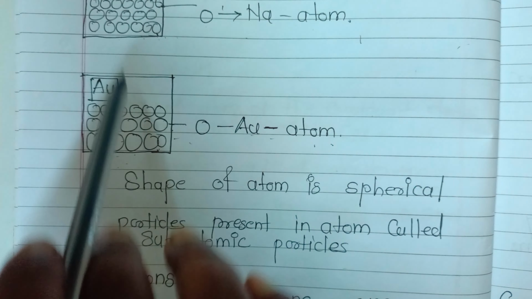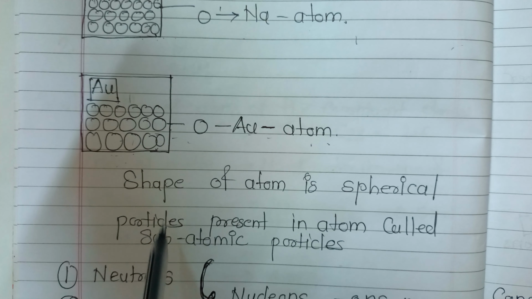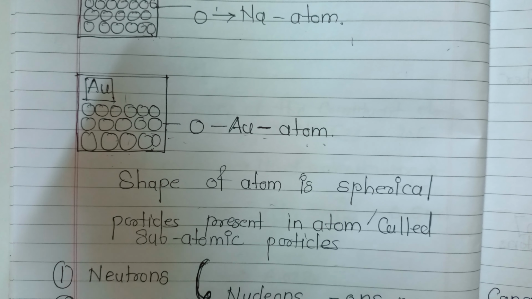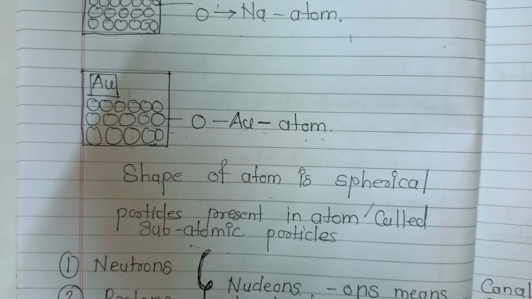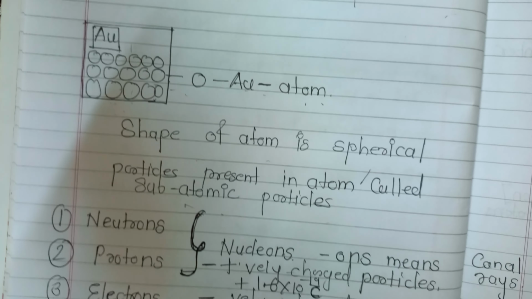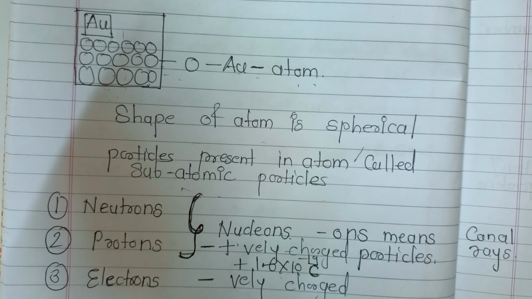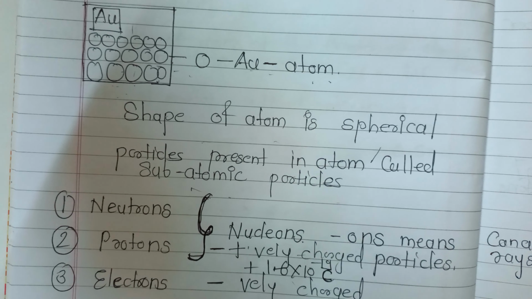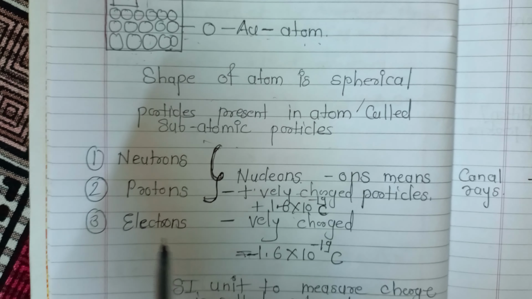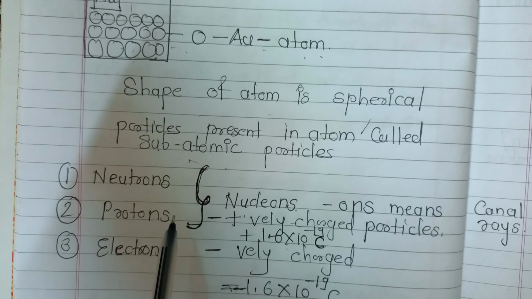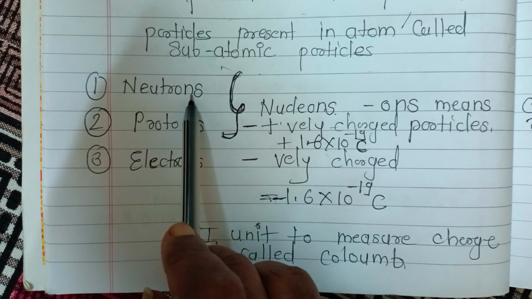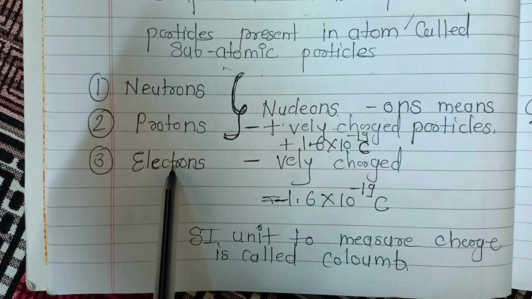And in both cases you can see the shape of the atom is what? The shape of the atom is spherical. The particles present in the atom are called subatomic particles. Students, in previous years also you know there are a few subatomic particles in the atoms. Which are those? We will learn about them. There are mainly 3 particles of the atom. What are those? Neutrons, protons, and electrons.